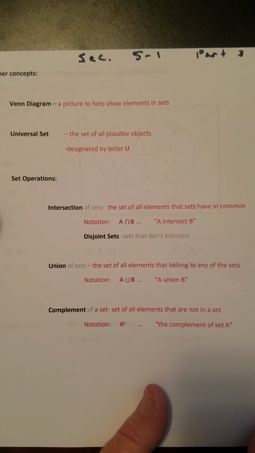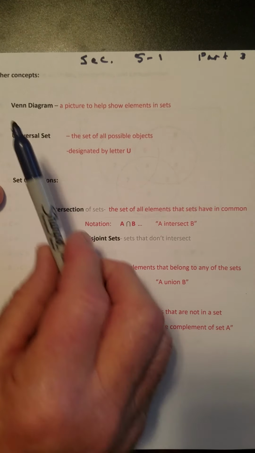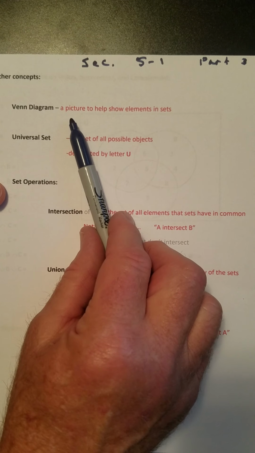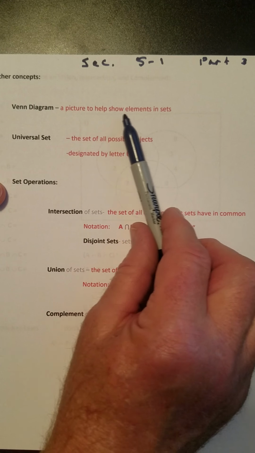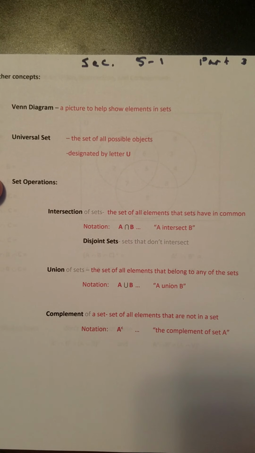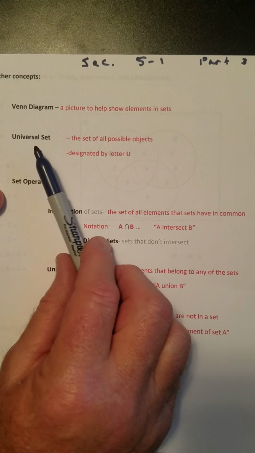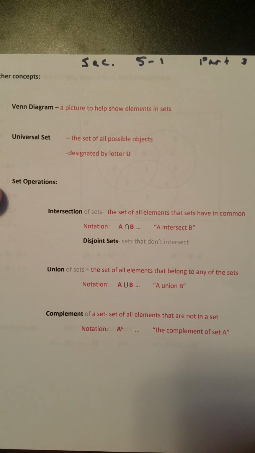So here's some other concepts regarding sets. First of all, a Venn diagram. A Venn diagram is simply a picture to help show the elements in a set. You've seen them before. I'm going to show you a few examples here in a second, and it'll make sense. The universal set, basically that's the set of all possible objects that we're talking about. When we draw our Venn diagram, it'll be designated by the letter U.